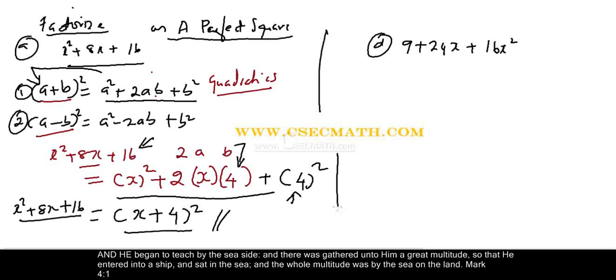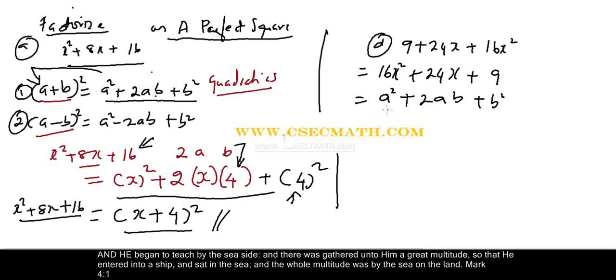Okay, let us do problem D. So we have got a constant 9 + 24x + 16x squared. I'm going to rewrite this as 16x squared + 24x + 9. Okay, so we need this system of quadratics to be converted as a squared + 2ab + b squared. Why am I choosing a squared + 2ab + b squared? Because of the system that has been given to us, 16x squared + 24x + 9. Everything is positive, there is no occurrence of a negative sign at all.